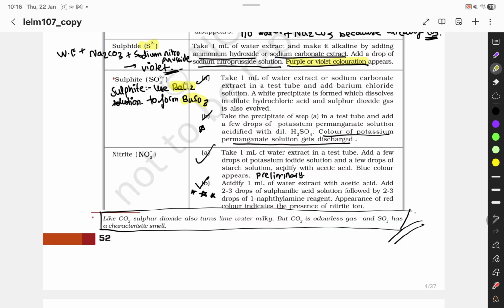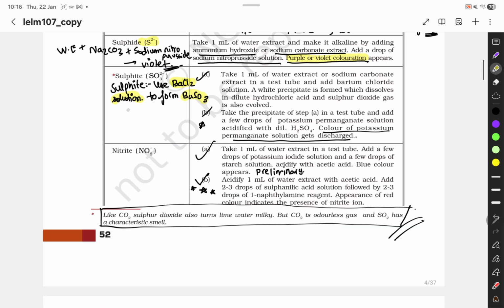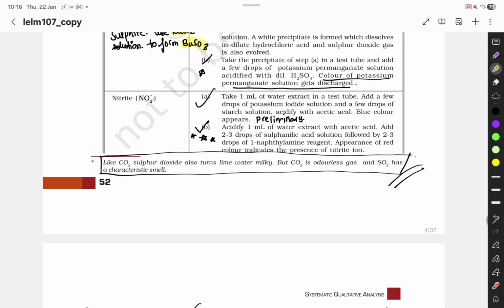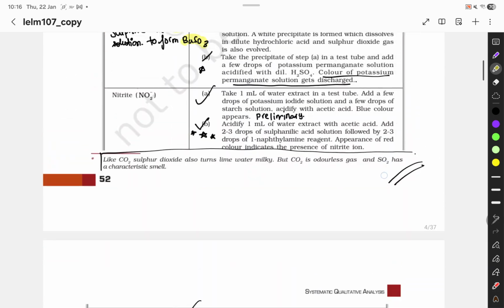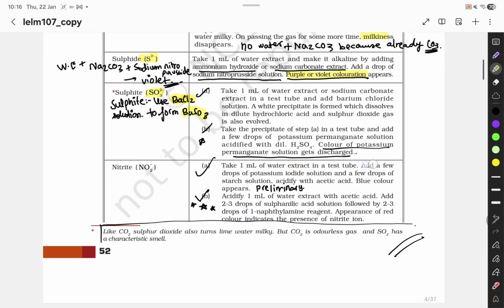For sulfite, we use BaCl2 solution to form BaSO3. I told you, sulfur dioxide also turns lime water milky, and this is actually the preliminary test of nitrite. So when you add it to dilute H2SO4, that's the preliminary test. Dilute sulfuric acid, so you'll get this thing.